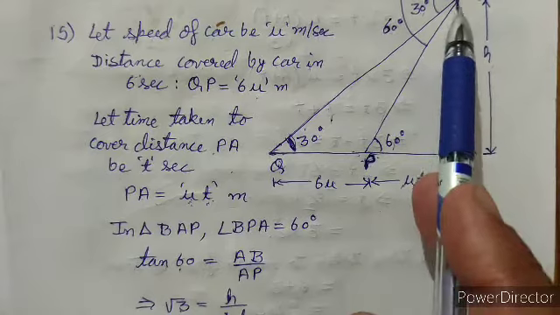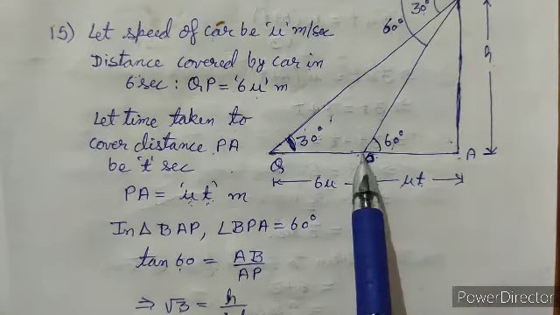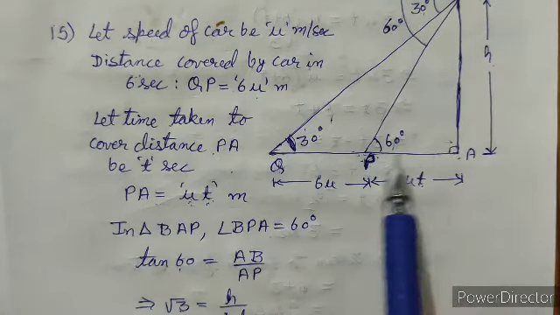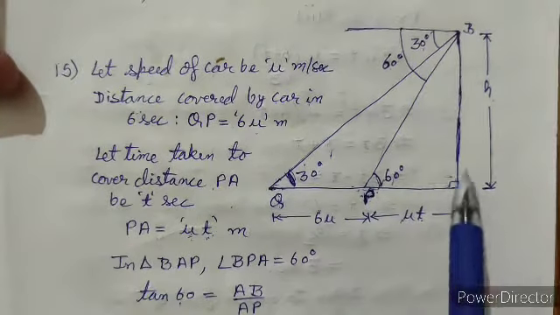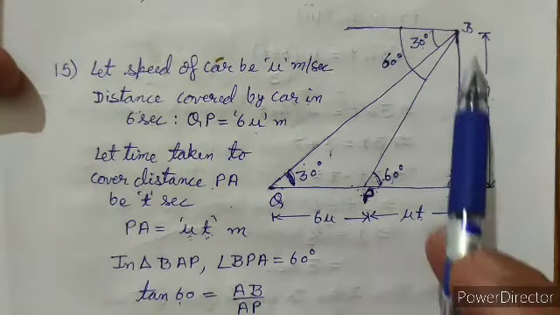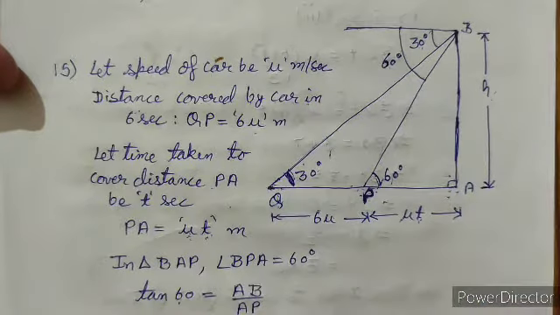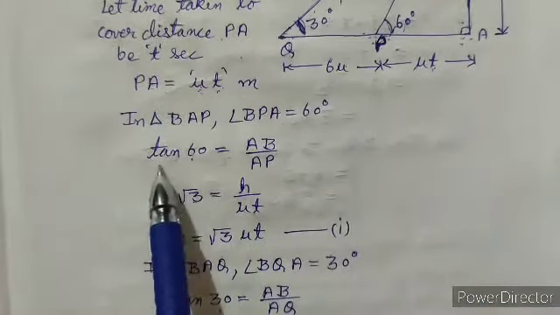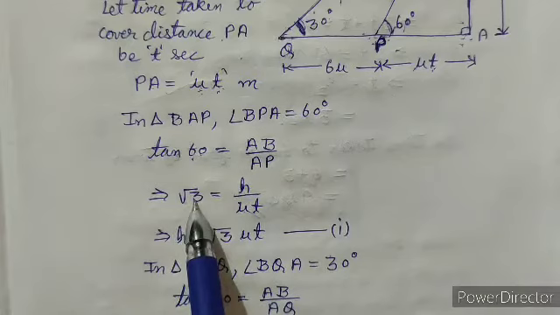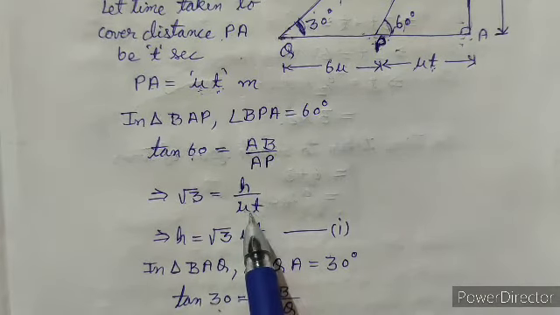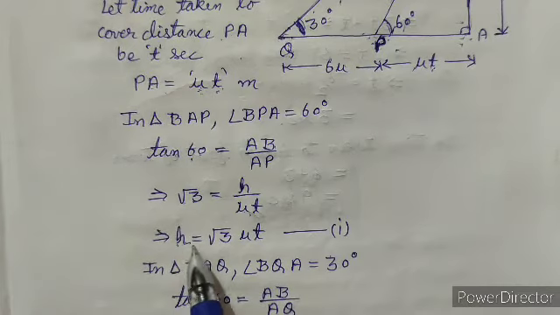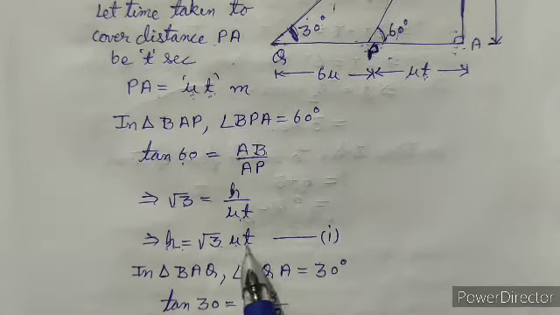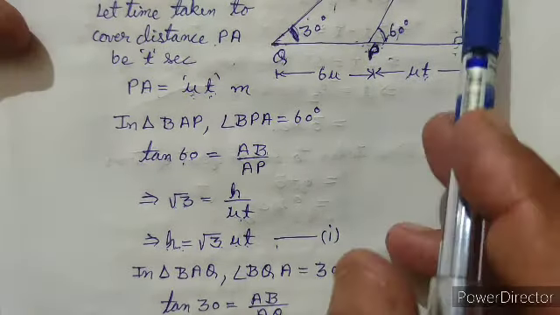Now in triangle BAP, which is right angle at A, tan 60 degree will be equal to AB upon AP. Here AB is h and AP is ut. As we know, the value of tan 60 is root 3. So root 3 will be equal to h upon ut. And this on solving will give us the value of h as root 3 into ut.